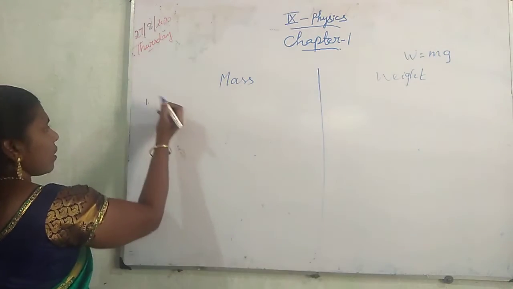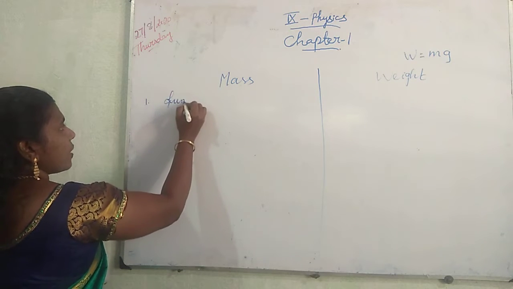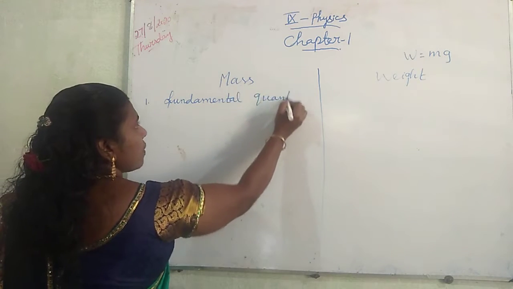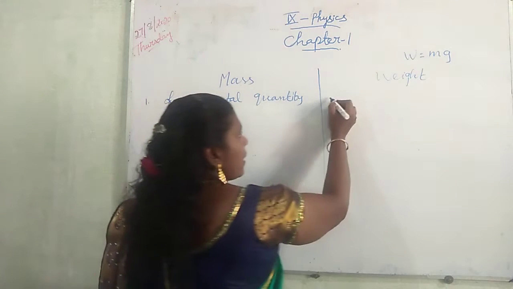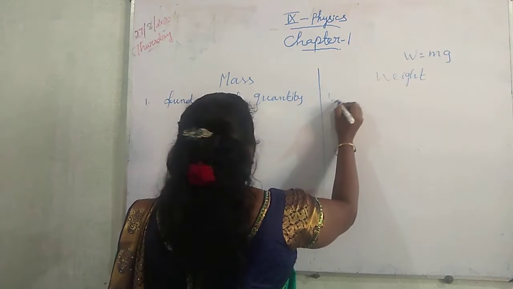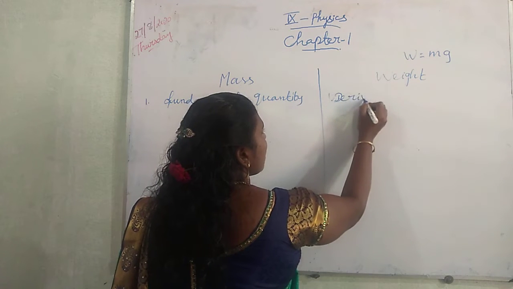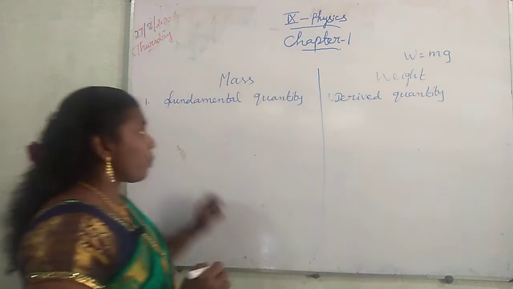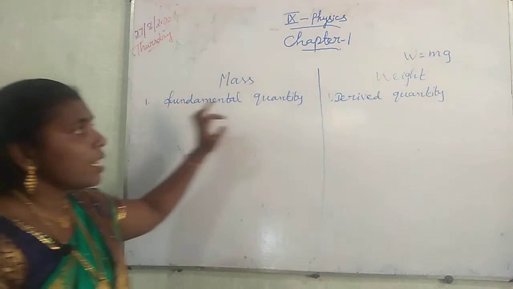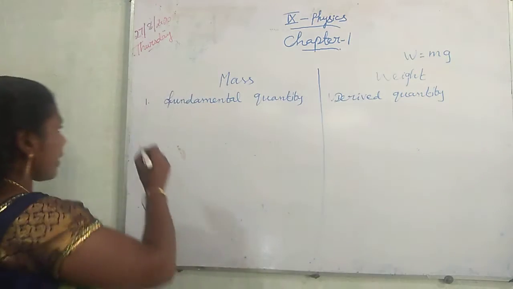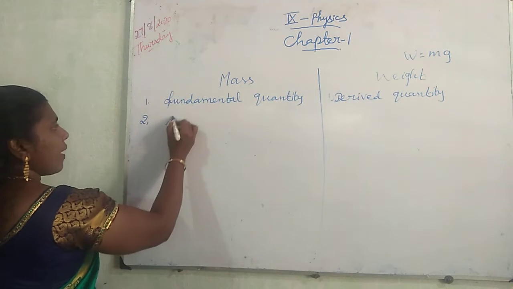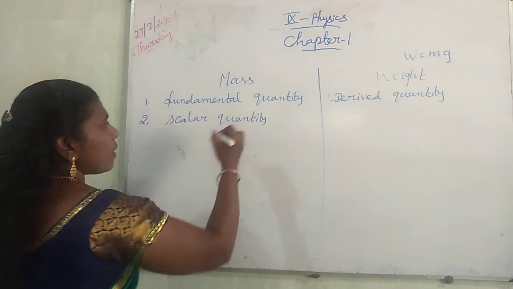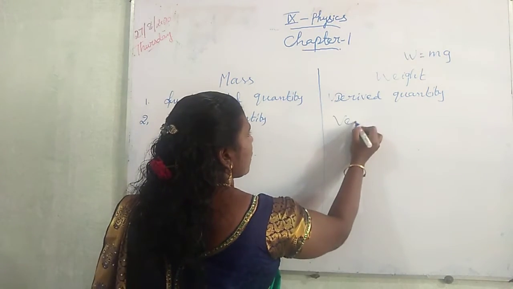See, first point: mass is a fundamental quantity, weight is a derived quantity. That's point number 2: mass is a scalar quantity and weight is a vector quantity.